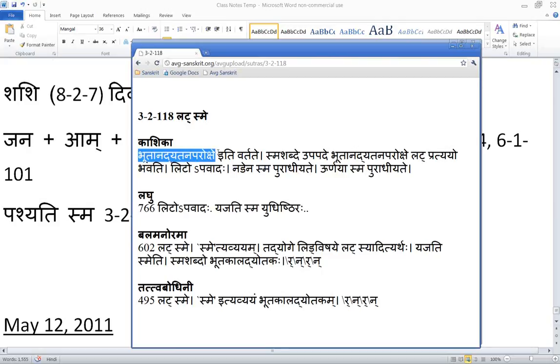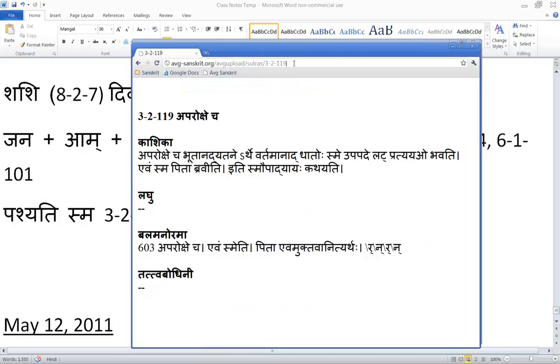And then the next sutram, 3.2.119, says aparokshe. The same condition applies: aparokshe bhutanadyatane arthe vartamana dhatosme upapade, Lat bhavati. Evam sma pita braviti. So this is what the father said. This is aparoksha, I mean, this was experienced by the speaker. The speaker was there when the father said this.